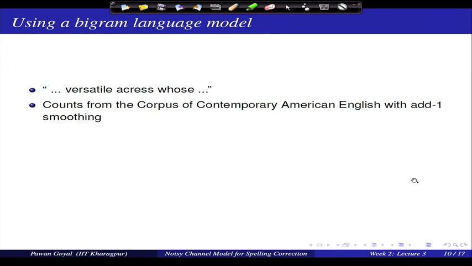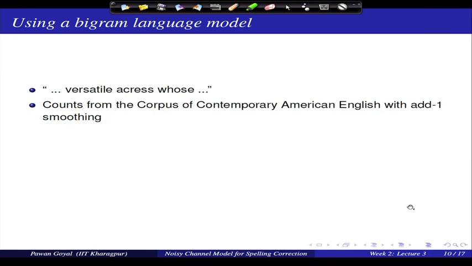Now which one is more likely? Okay. How do I use the fact that probably versatile actress or actress huge is more common than versatile across and across huge? For that, we take some corpus. This is some corpus from contemporary American English, and we use some smoothing. Do not worry about what I mean by smoothing. We will cover that in detail in language modeling. So suppose I do some smoothing.